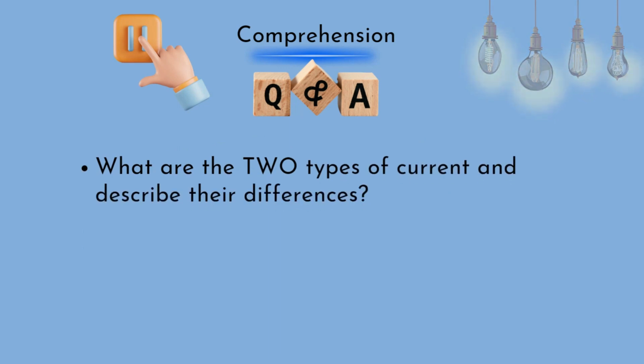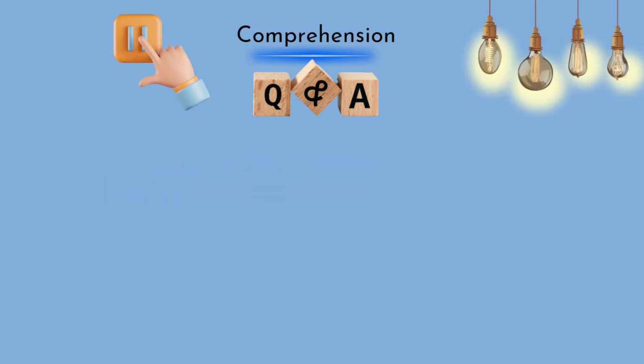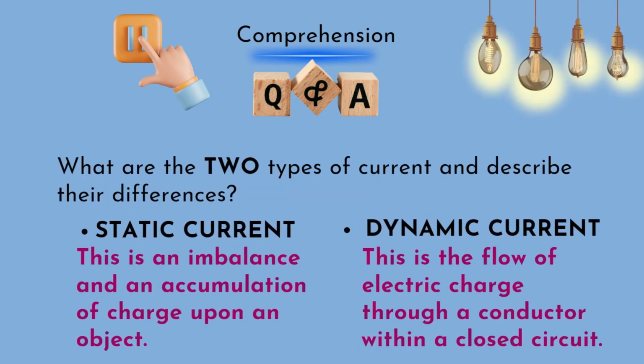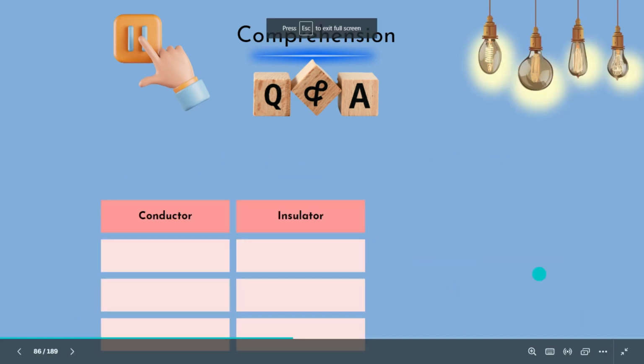Comprehension. What are the two types of current and describe their differences? You may pause this video to answer this question. The two types of current are static electricity and dynamic electricity. Static electricity is an imbalance and an accumulation of charge upon an object, while dynamic electricity is the flow of electric charge through a conductor within a closed circuit.